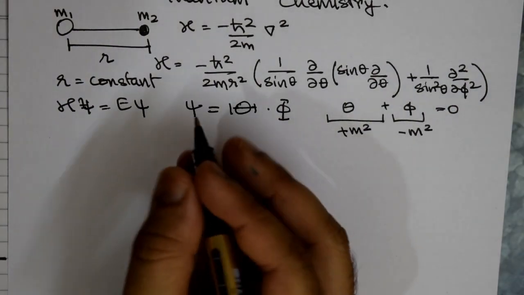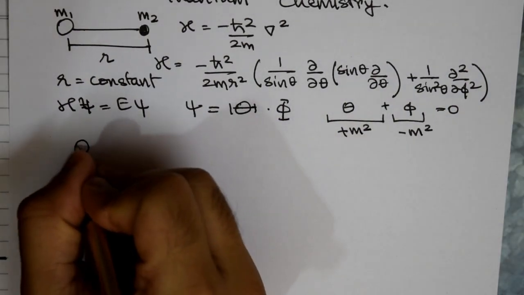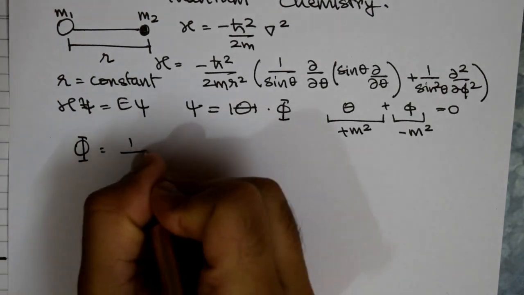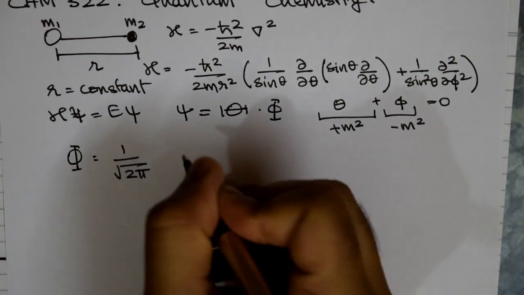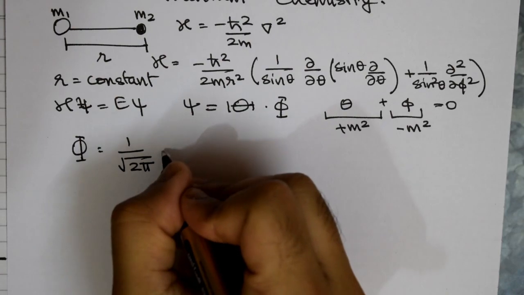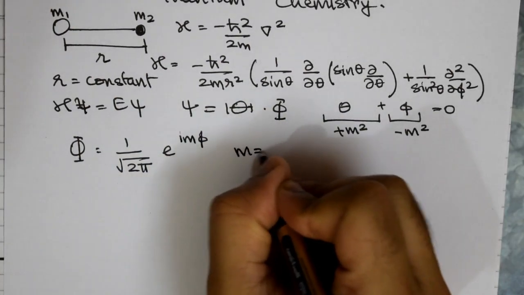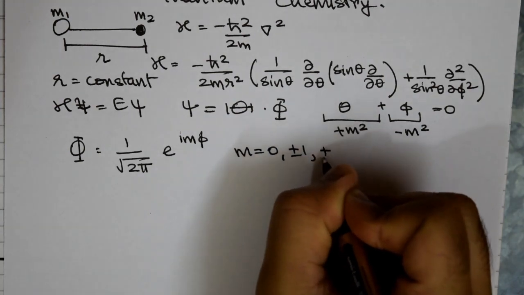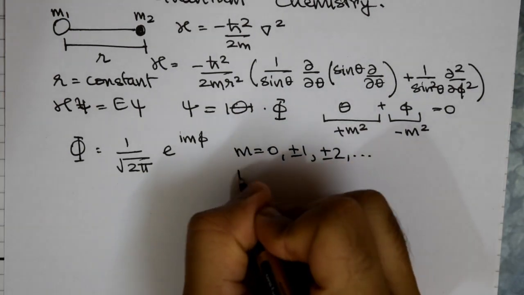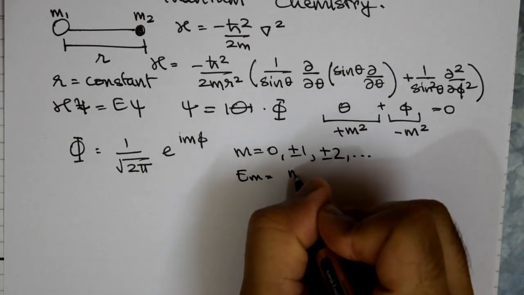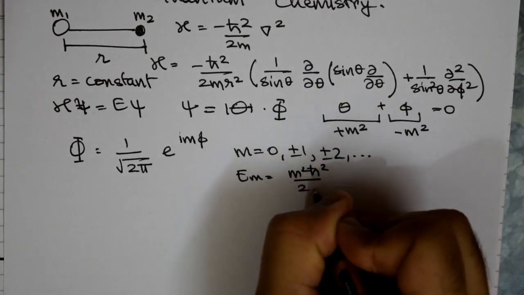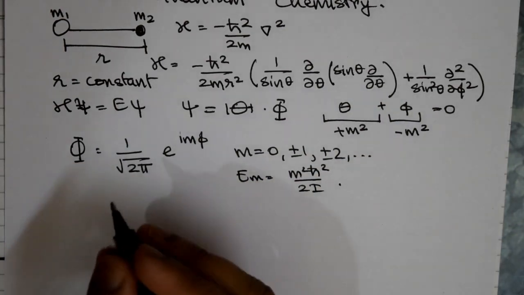While we do it, we find the phi part is given by the solution of the particle in a ring, where m can take the value of 0, plus minus 1, plus minus 2, and so on, with the energy given by m square h cross square by 2I.